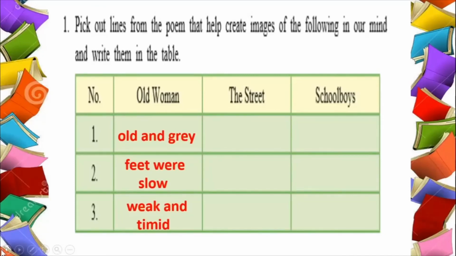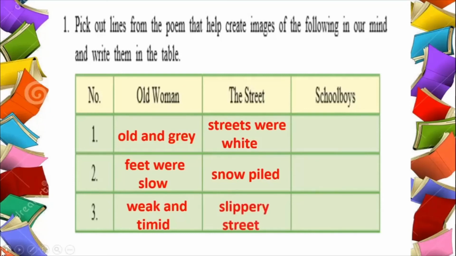Then you have the street. Which are the lines in the poem which help you to create images of the street? So you have streets were white, snow piled, and slippery street. Okay, so you get an idea of how the street would have been. It is a street on a winter's day. So it is white, it is piled with snow, and because it is piled with snow, it is slippery also. So when you read these lines and close your eyes, you will be able to see this kind of street which is white, covered with snow, and where you will tend to slip.